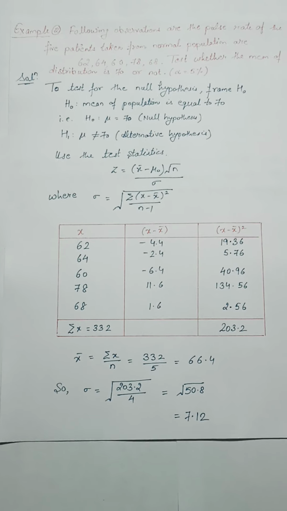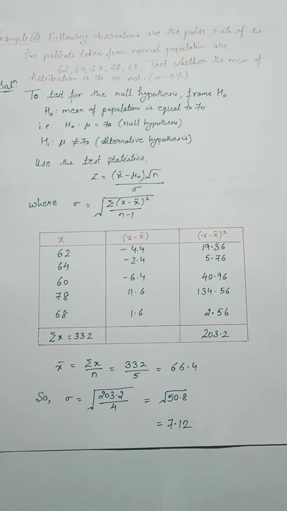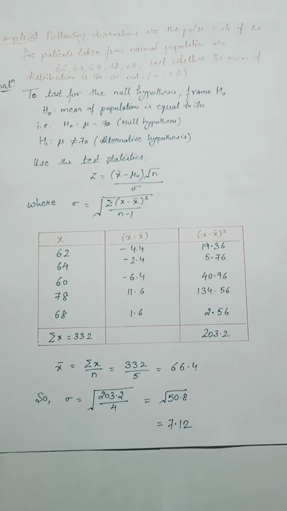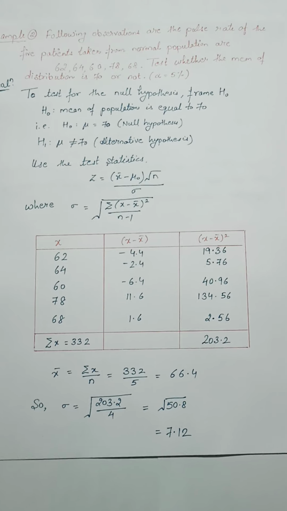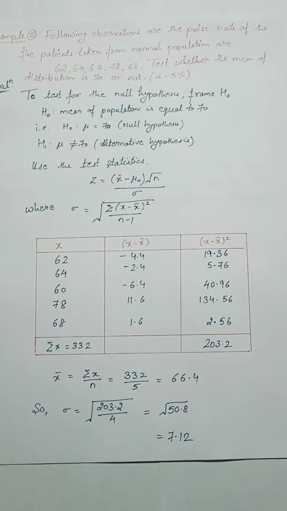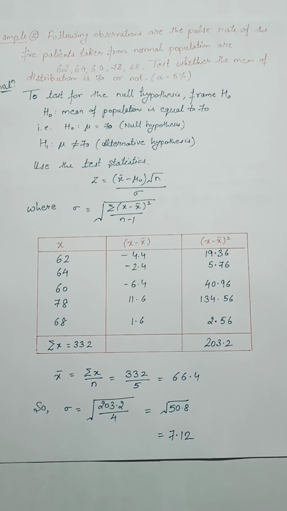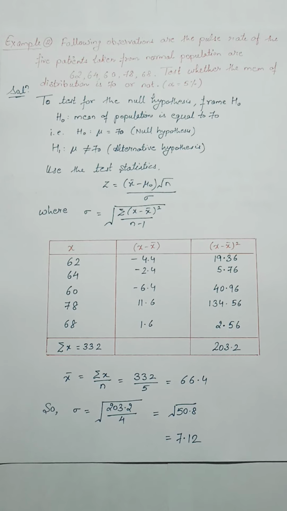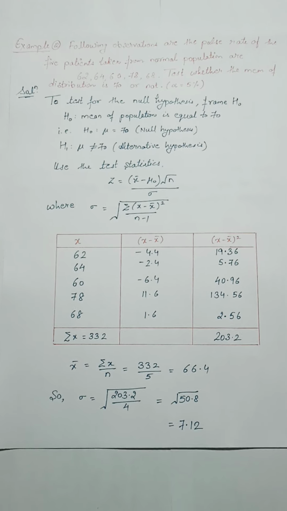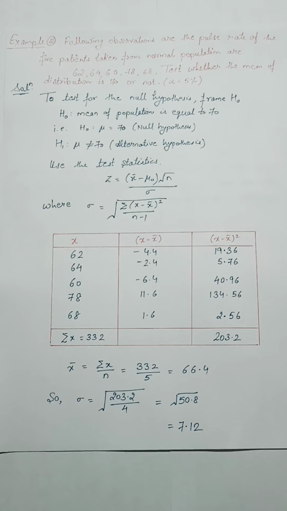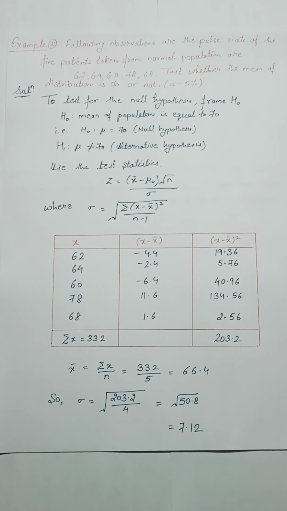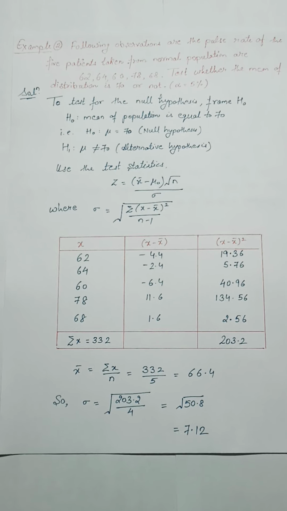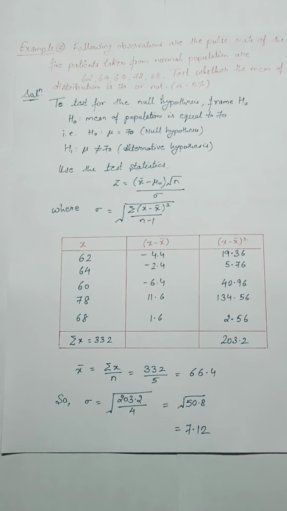Let's have an example for this. The following observations are the pulse rate of 5 patients taken from a normal population: 62, 64, 60, 78, 68. Test whether the mean of the distribution is 70 or not. Given alpha equals 5%, that means level of significance is 0.05. So let's start the solution. To test the null hypothesis, let's frame H0 as mean of population is equal to 70. The alternative hypothesis will be that mu is not equal to 70.